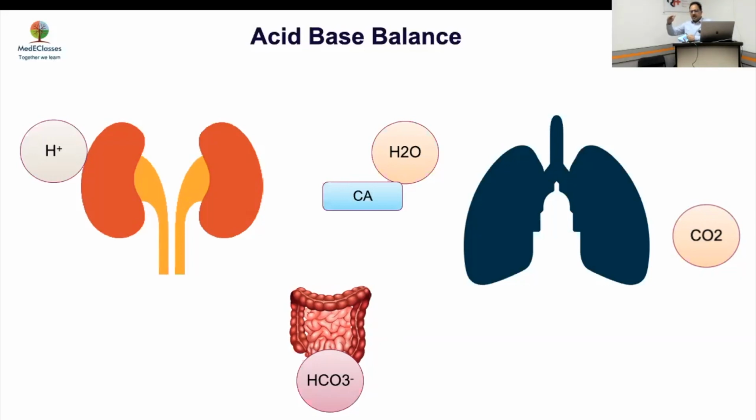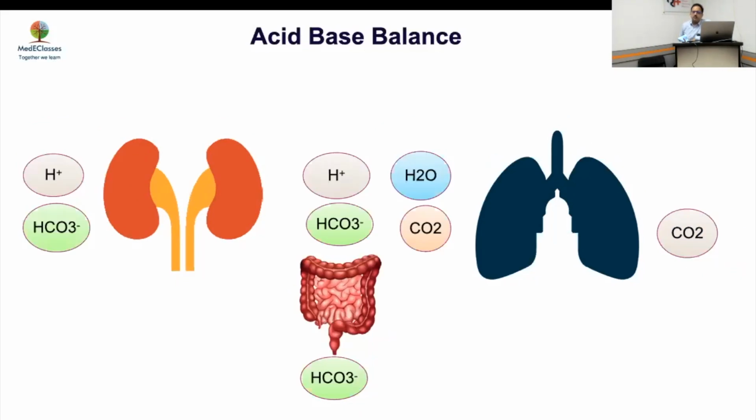So lower GI loss is more of a pathological cause of acidosis. It doesn't have much role in terms of routine pathophysiology. So you don't change your GI. So it's mainly the kidneys and the lungs which are the major regulators in that perspective.